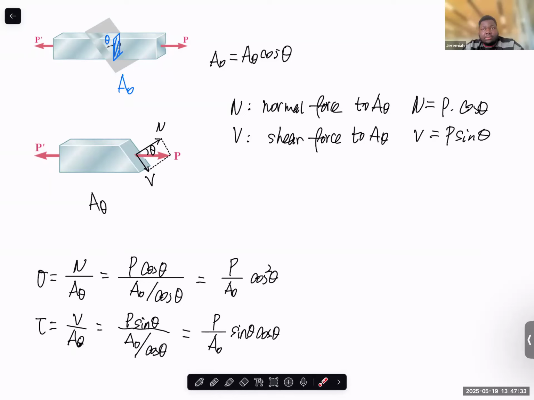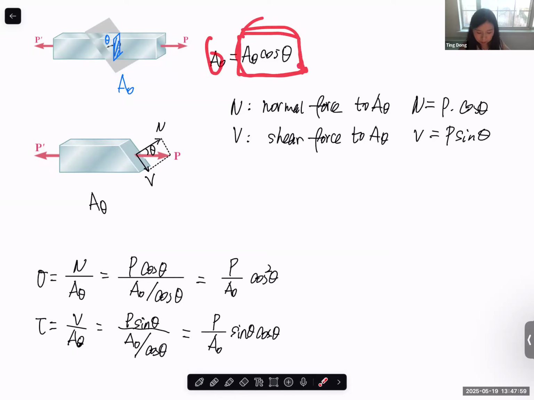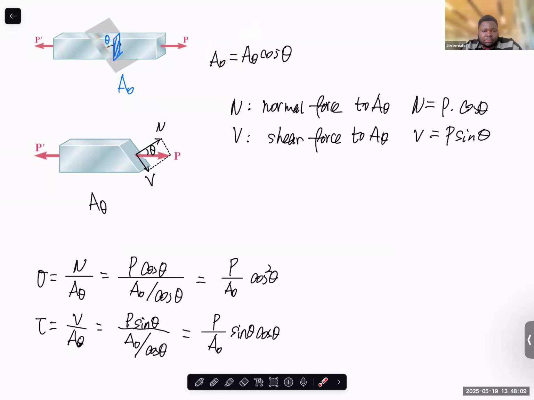Can I ask a question? So A naught is the cross section, and A naught cosine would be the cross section angled upward. A naught equal to A theta cosine theta. This one is equal to this one times cosine theta. It's not A naught times cosine theta. No, it's this one times cosine theta equal to this one. So where do we get A theta from?